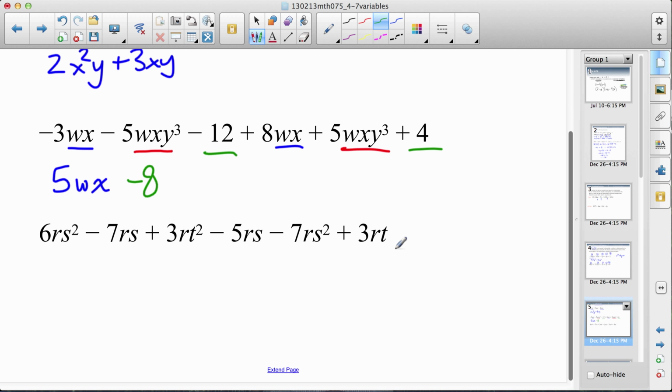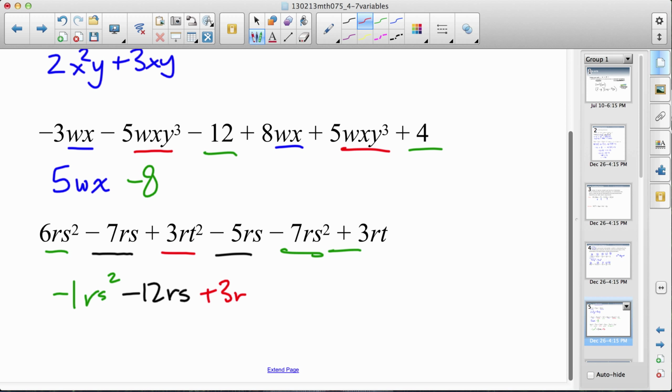So try this one down below and see how you do, and then press play. Okay, so rs squared. There's another one right there. So I'm up 6, I lose 7, so I'd be down 1, rs squared. Again, notice I'm using a different color for this. That's always handy. rs, there's an rs. That's that last one. Down 7, lose 5, so I'd be down 12 rs's. And then finally, an rt squared. Oh, I don't have another one. That's the only one. So I would just write plus 3rt squared. Okay, hopefully you got that.